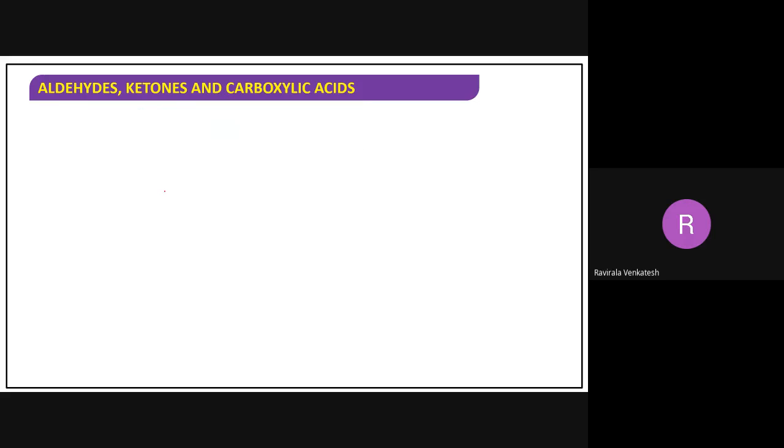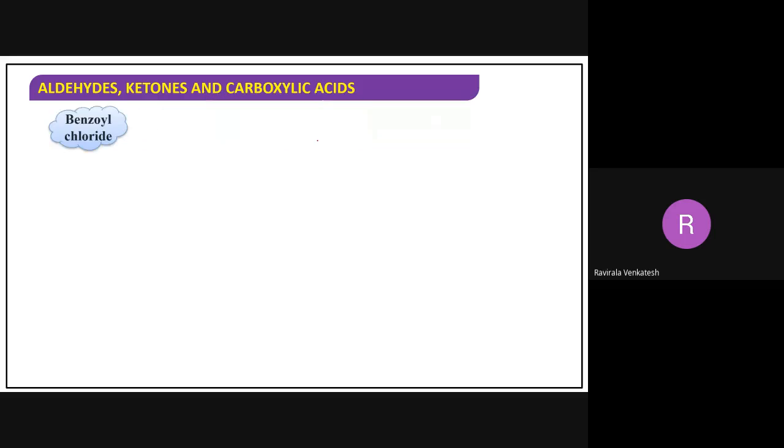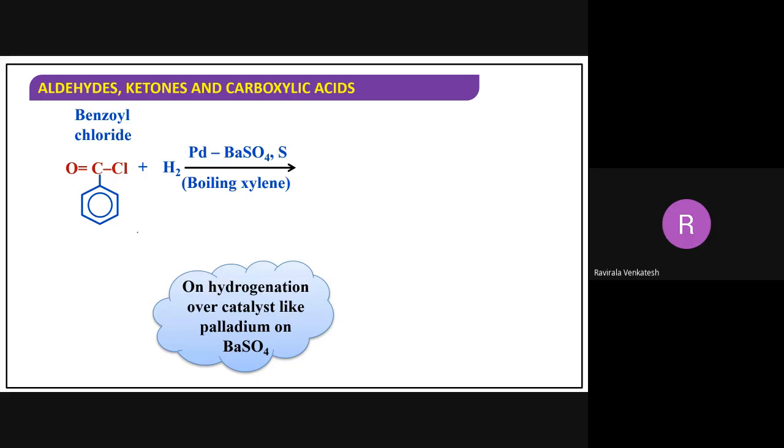From acid chlorides, we are getting aldehydes by using Rosenmund reduction reaction. I have taken benzoyl chloride; in the textbook also they took benzoyl chloride. Hydrogenation, the catalyst you are taking here is palladium and barium sulfate. You are going to get benzaldehyde. Very simple to remember: chlorine is replaced with hydrogen. Where did we get hydrogen, beta? From here. Understood? Very simple reaction.